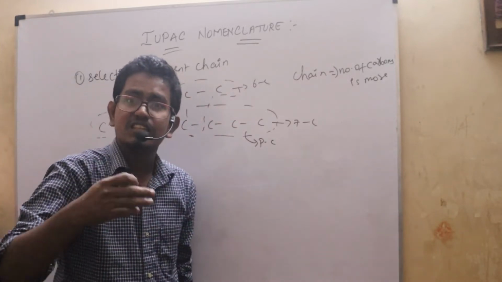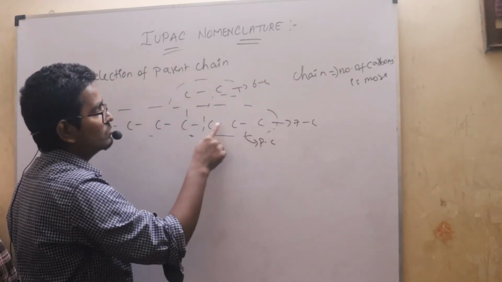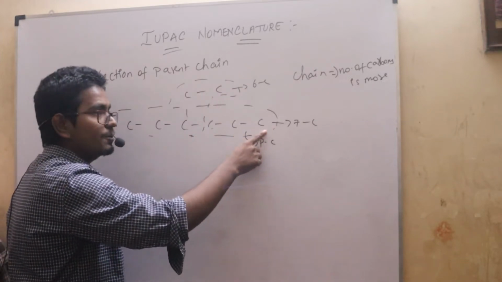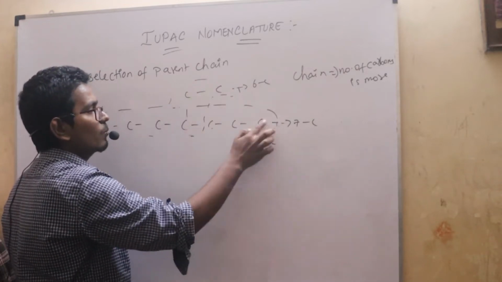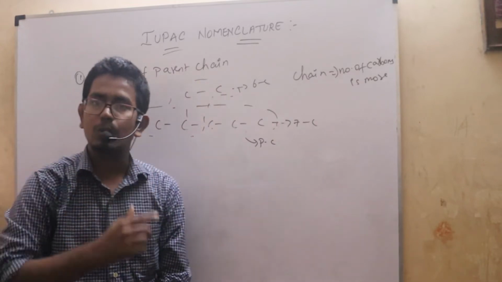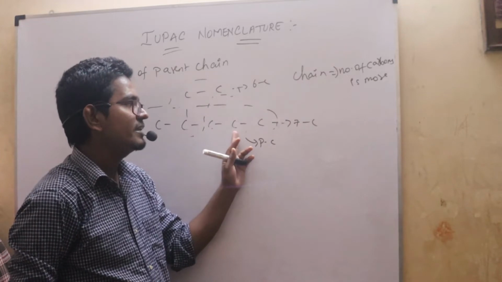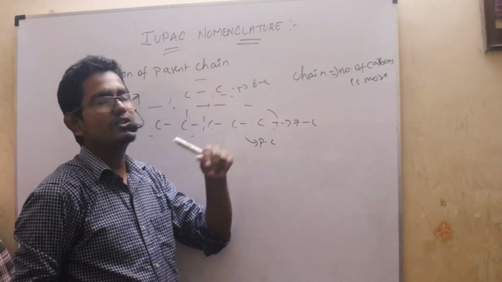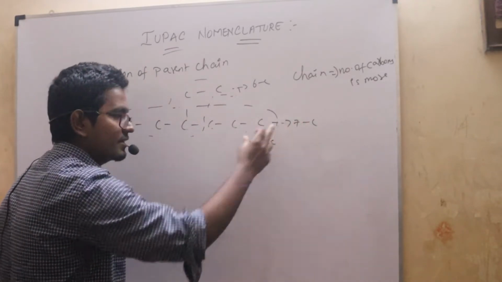I can see a third possibility too. What is the third possibility? I can come from here, 1, 2, 3, 4, 5, 6. If I see my third possibility of the carbon chain, it is 6 carbons. That means in the third possibility too, I am getting 6 carbons. Right? In the first possibility, how many carbon atoms are present? 7 carbon atoms are present in the first chain.